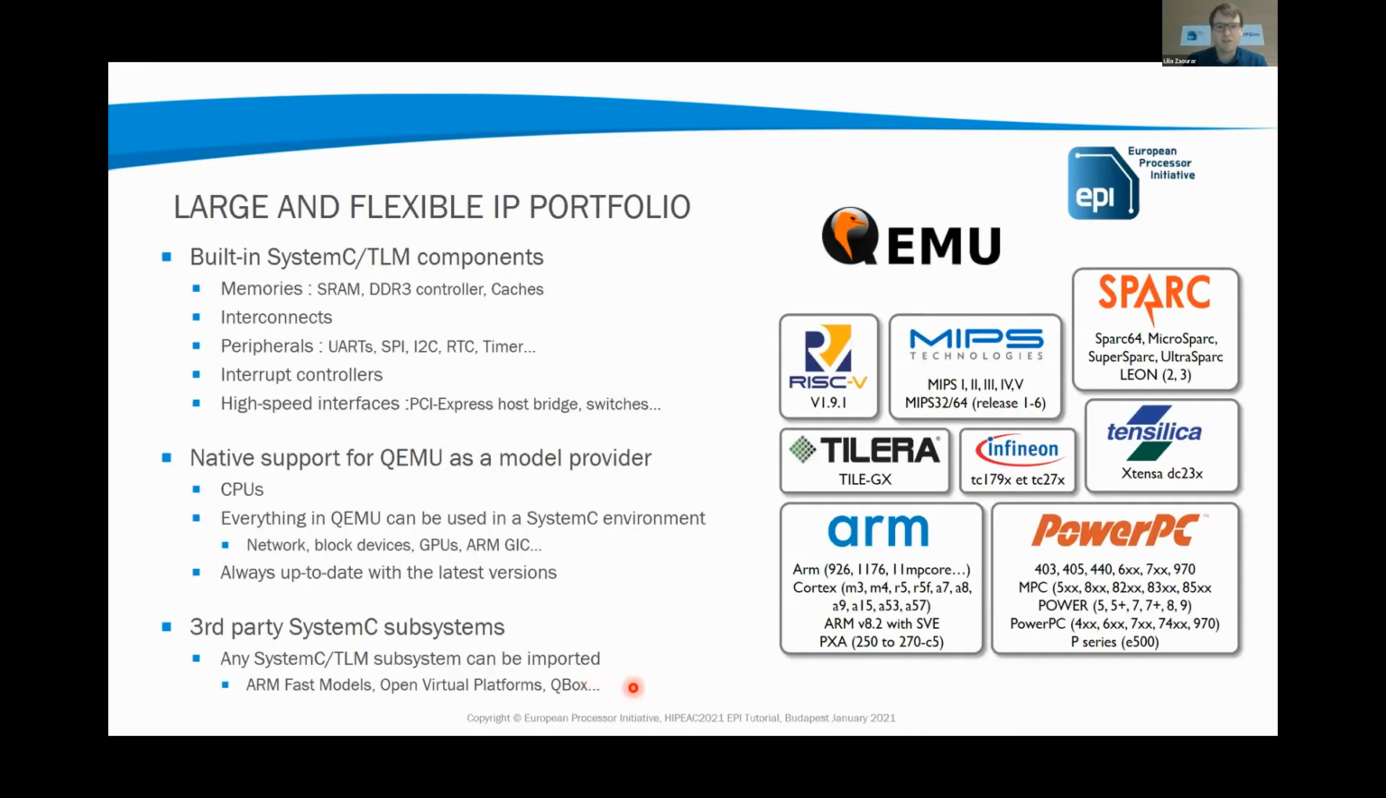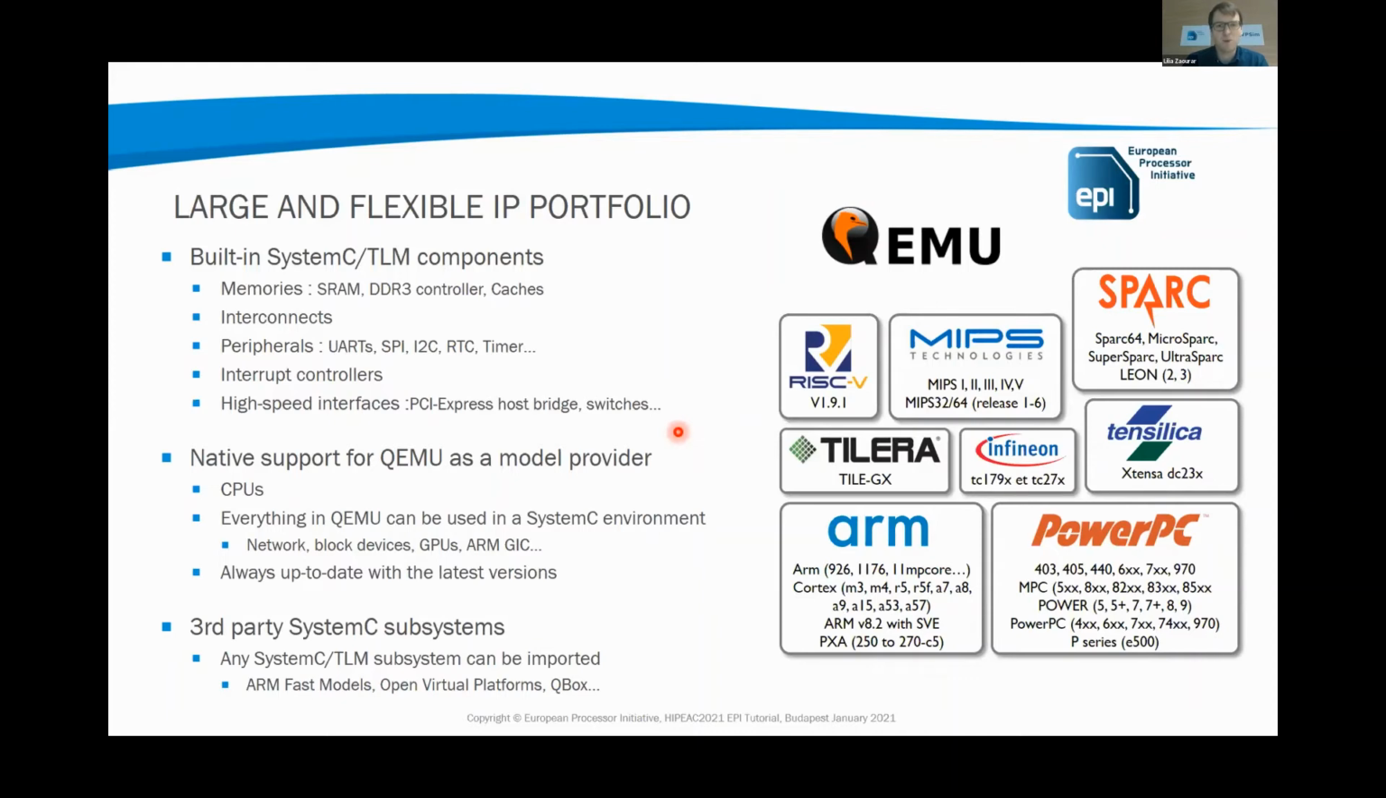So having illustrated how the VPSim platform works in general, now let's focus on available IPs in the system. We've got mainly three types of IPs. We've got built-in SystemC TLM components that were designed internally. For instance, you can already use SRAM, DDR controllers, cache models, an interconnect, simple peripherals, and of course, interrupt controllers. This is one big part of the models available that are pure SystemC TLM ones.